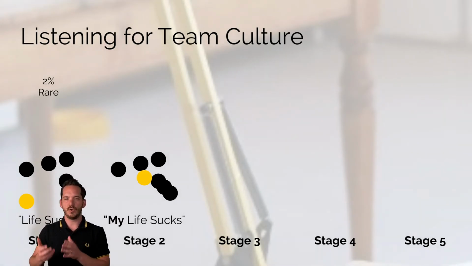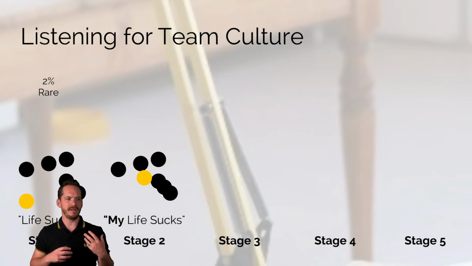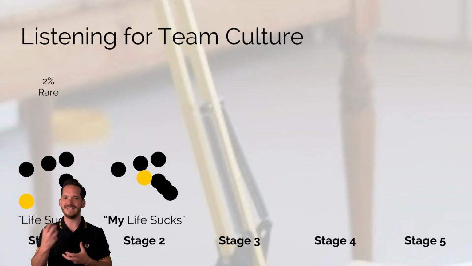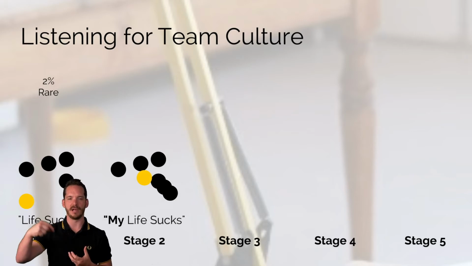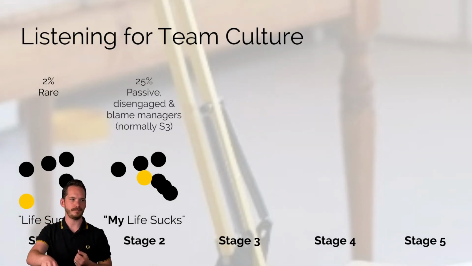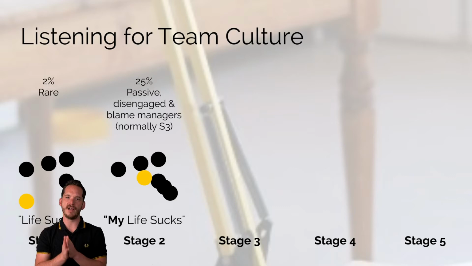Normally stage 2 people are missing something. They're missing a connection on how they can actually become successful. They are 25% of the working population. They are passive, disengaged, and they blame managers.